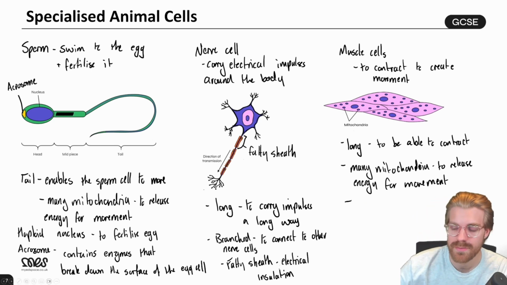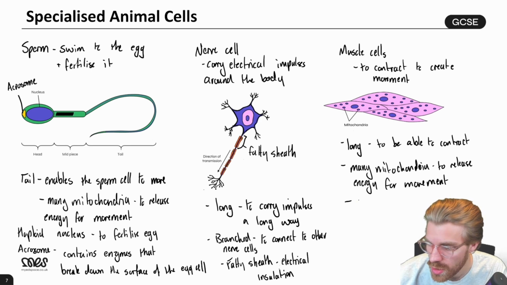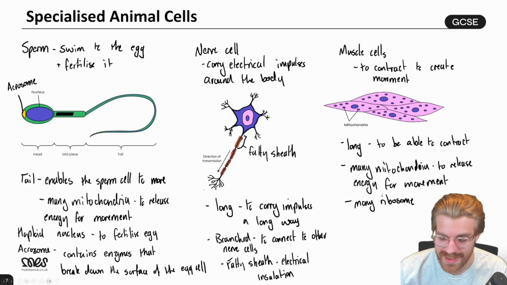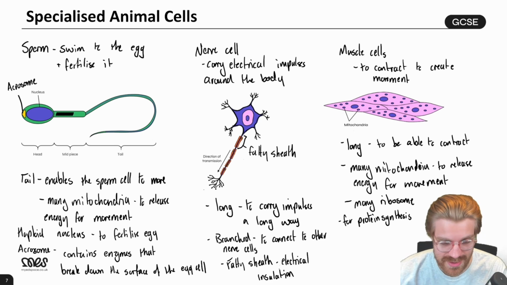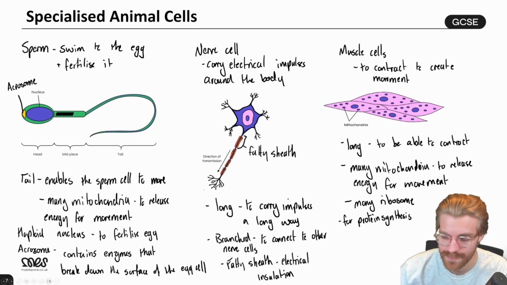As well as having many mitochondria, they also are going to have many ribosomes. Thinking back to the function of the ribosome, that is necessary for protein synthesis. When we talk about needing protein to build muscle mass, the ribosomes help with that.